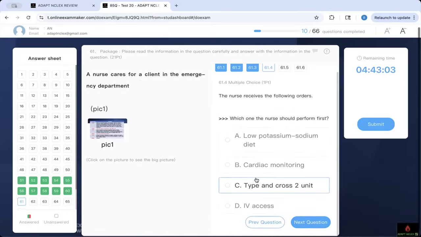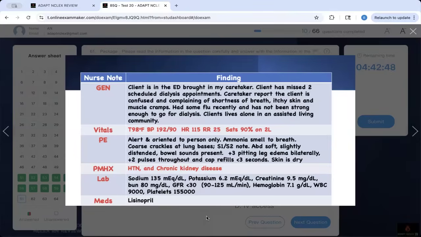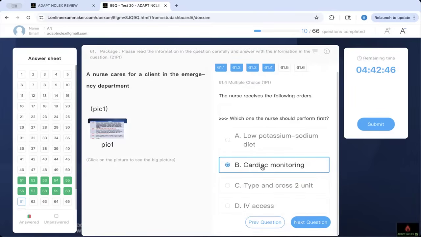The nurse received the following orders. Which order should the nurse perform first? Potassium, low potassium sodium diet, cardiac monitoring, give them blood, IV access. What do you think? Potassium is high. If the potassium is high, 6.2, we've got to protect them. Cardiac monitoring, so that we can figure out if they're having signs and symptoms associated with it. Very, very important. So that's what we do. It's much better than doing anything else that is not needed.